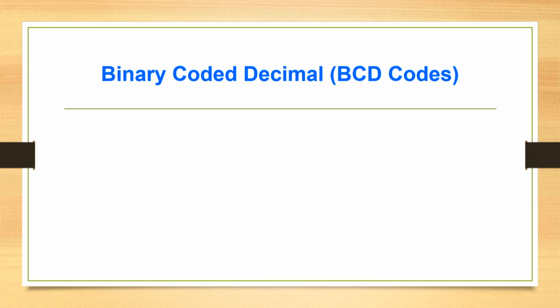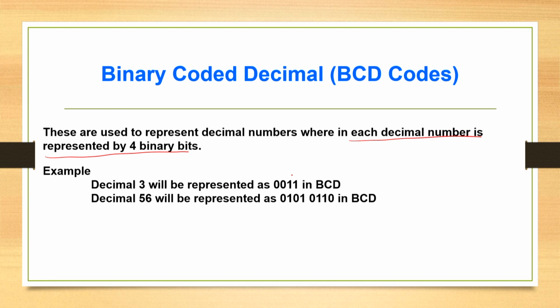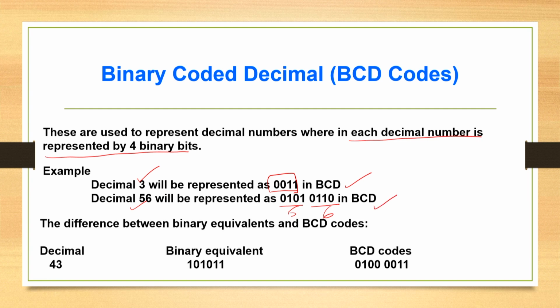Another one is the binary coded decimal that we call the BCD code. This is different from your binary equivalents because here each decimal digit is represented by 4 binary bits. So, 3 will be represented as 0011, meaning 4 bits are required to represent a decimal 3 in the case of BCD. Similarly, 56 will be represented as 5 here and 6 for this, 4 bits for 5 and 4 bits for 6 in BCD. So, from here you can make out the difference.